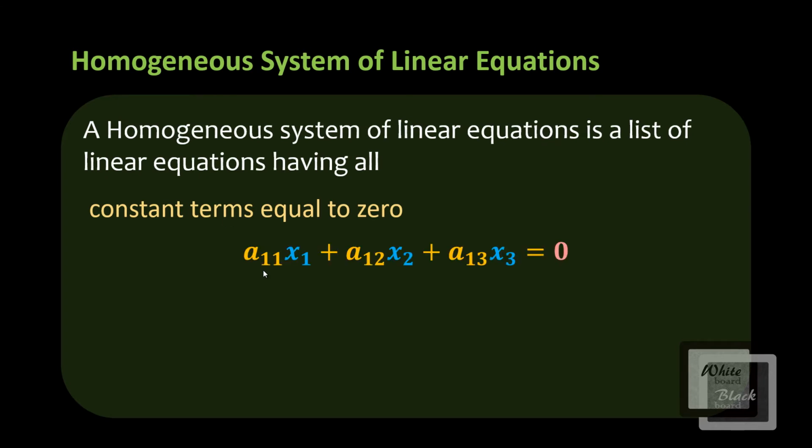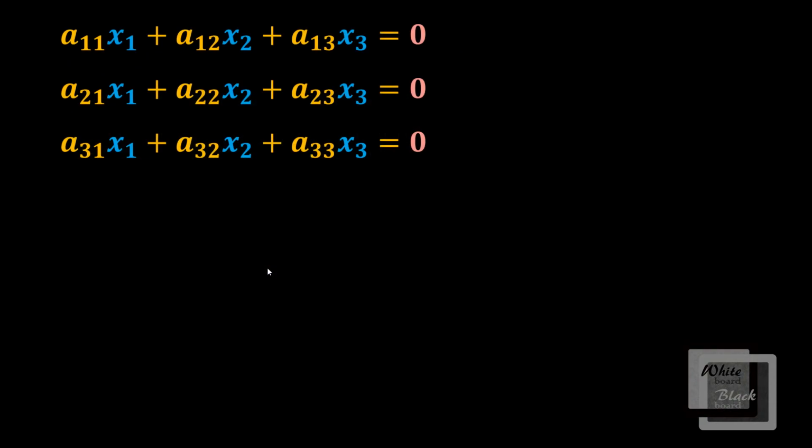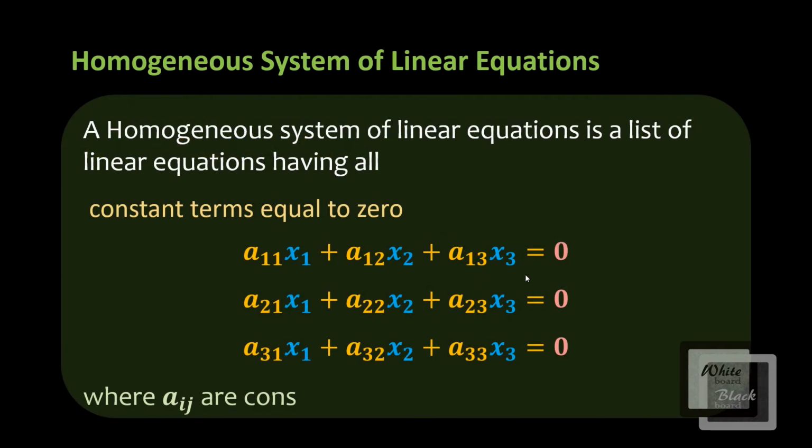For example, if you have three unknowns x1, x2, x3 and using these three unknowns you have three equations: a11 x1 + a12 x2 + a13 x3 equals 0, and second equation, third equation. In these three equations the constant is equal to 0, where aij are coefficients of unknowns x1, x2, x3 in these three equations.